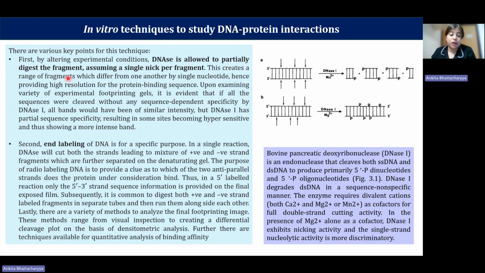Second, end labeling of DNA is also very important. In a single reaction, it can cut both strands, which can lead to a mixture of positive and negative strand fragments, which are then separated on the denaturing gel. But because you wish to know which of the two antiparallel strands the protein under consideration binds, in a 5' labeled reaction only this information is provided. Secondly, it's common to digest both these strands in separate tubes and then run them alongside each other.